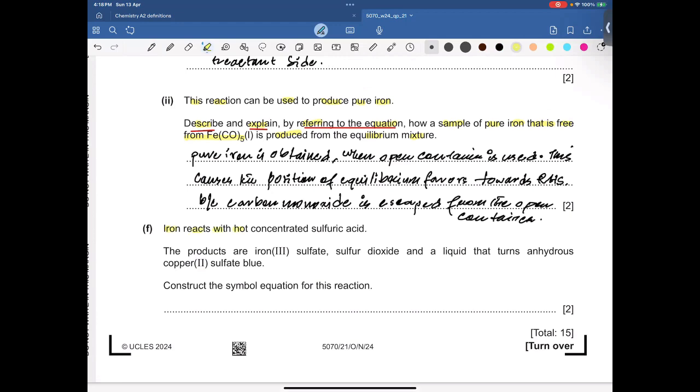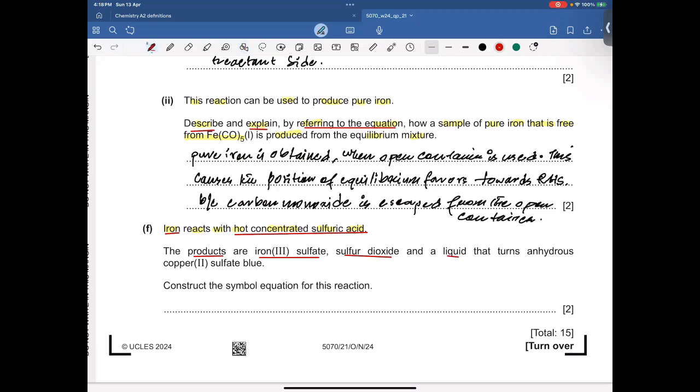Iron reacts with hot concentrated sulfuric acid. So I believe the examiner has given me the reactants. The examiner has given the products also: iron 3 sulfate, sulfur dioxide, and a liquid.